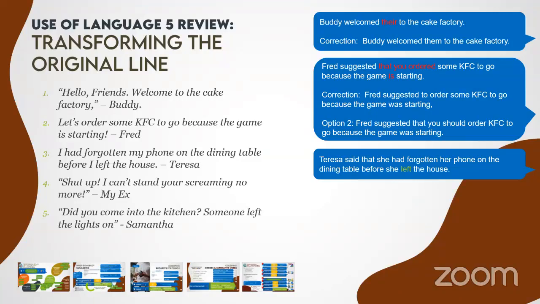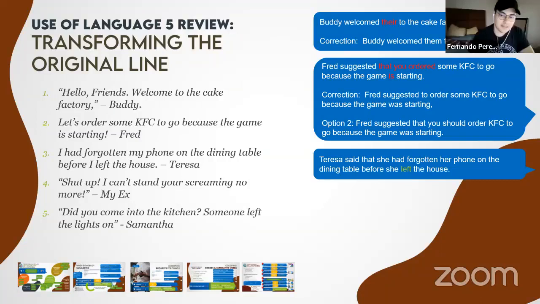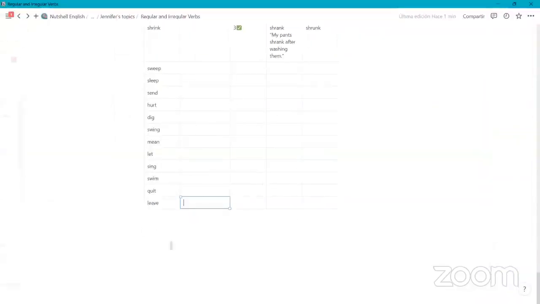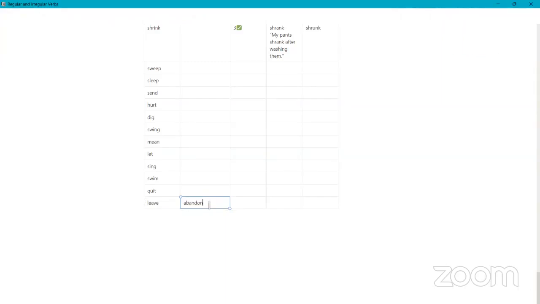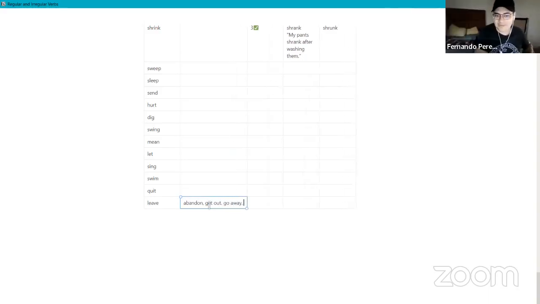So that's when she abandoned her house. Abandon, very good. Abandon is a very good synonym. Okay, you understand: run away, get out of the house, go away from the house, etc. So it's not impossible.